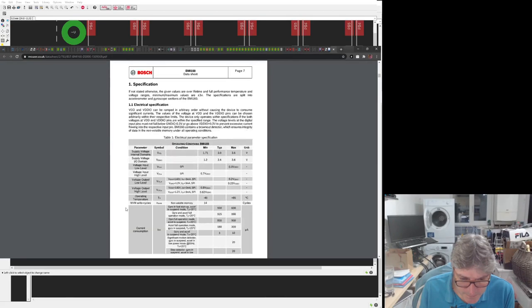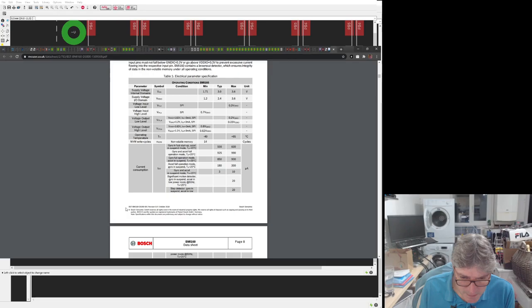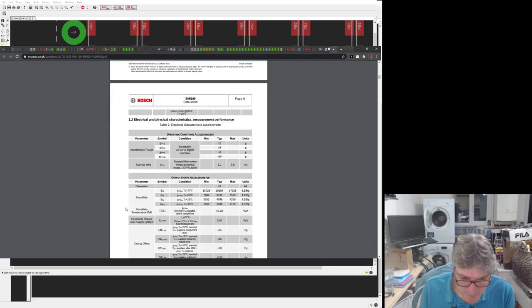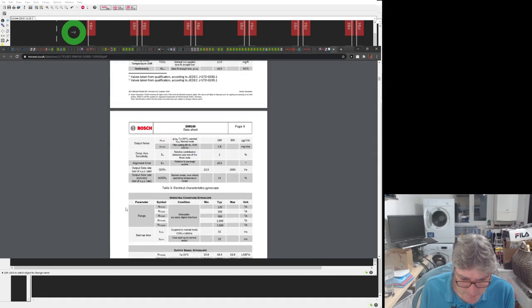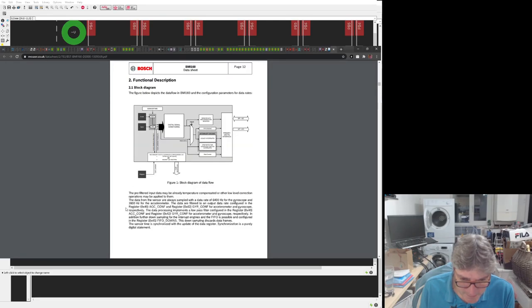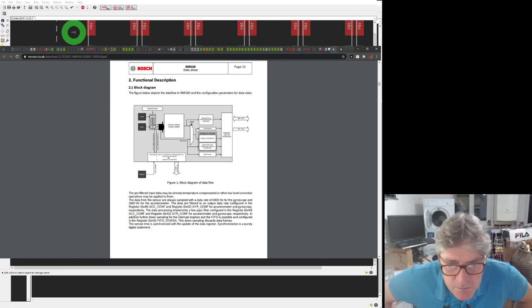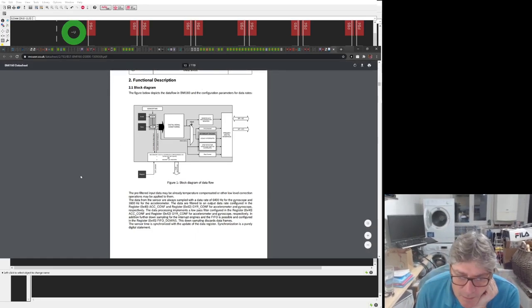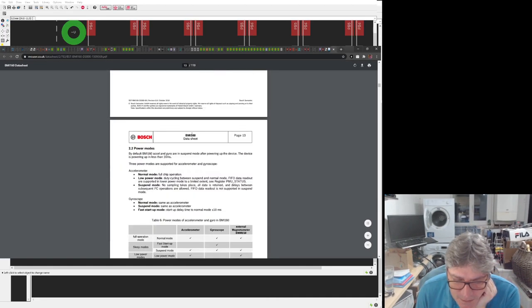Normal supply range. Because they've got a block diagram. Here we go. Yeah, SPI, I squared C. Yeah, that kind of thing might do it. BMI160. We could put that on a board, maybe. It's a nice looking thing.